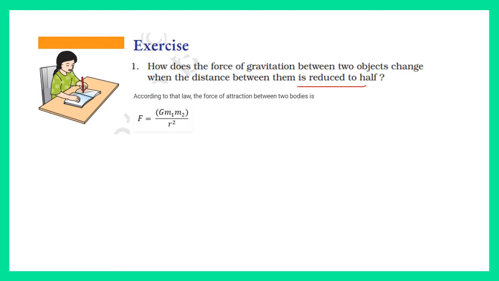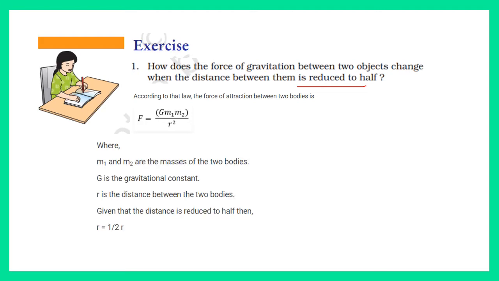See, this is the formula. The force of attraction between any two bodies can be found out by using this formula. F is equal to G m1 m2 upon r square. m1 and m2 are the masses of the two bodies, G is the gravitational constant, r is the distance between the two bodies, and in the question it is given that r will be reduced by half, meaning r will be half of the earlier value.